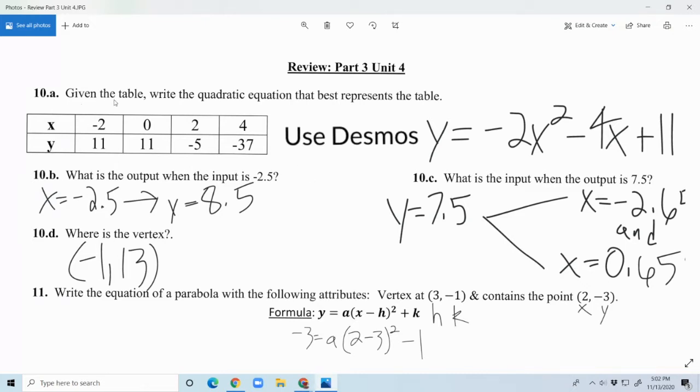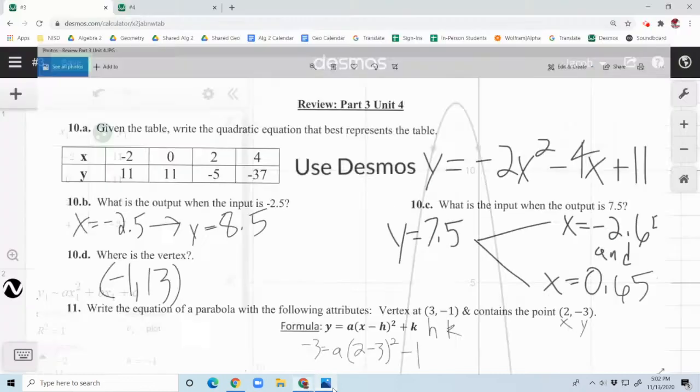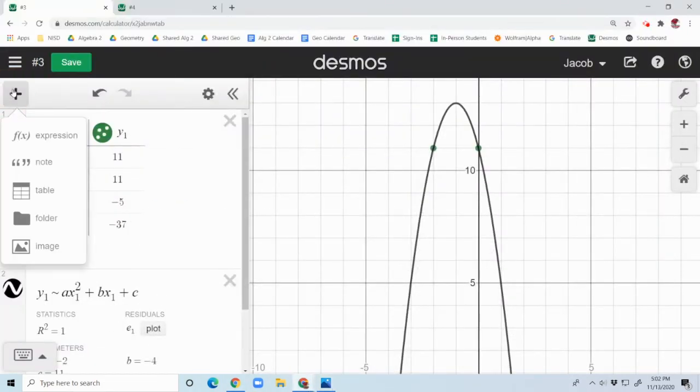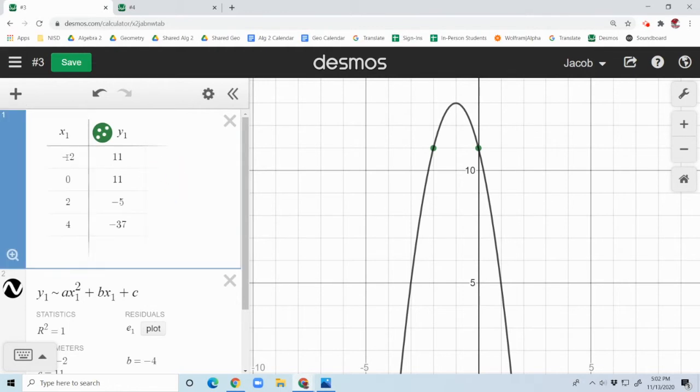So 10a says, given the table, write the quadratic equation that best represents it. So I need to plug this table into Desmos. To do that, you open up Desmos, add item, click add table. Once you do that, you can plug in your values. And then in the next line, you need to type in your regression function. This you have to have memorized. The y1 is approximately equal to ax1 squared plus bx1 plus c.